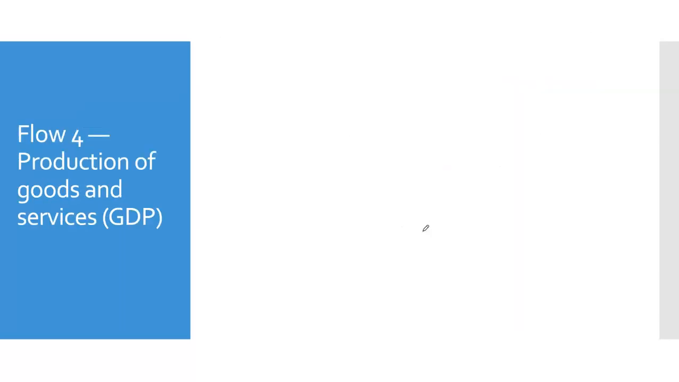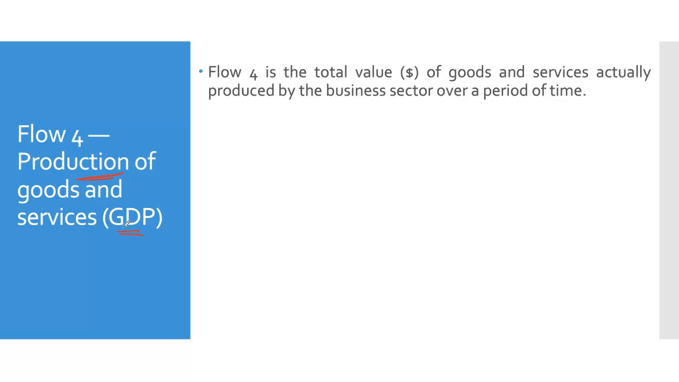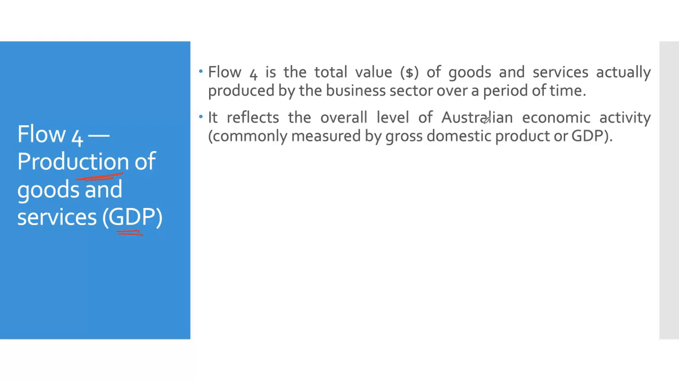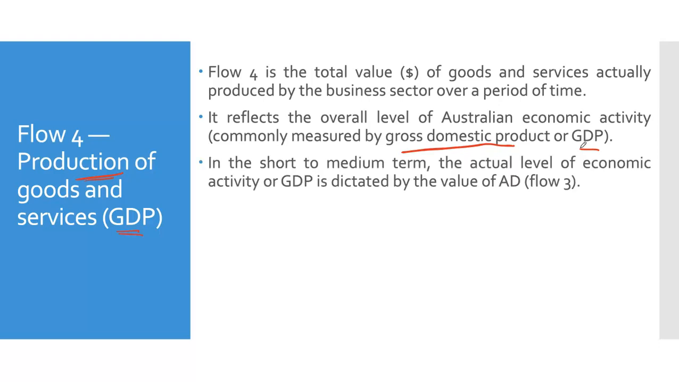What's the fourth flow? A perhaps simple one. This is the production of the goods or services that are demanded. We represent this by gross domestic product. So flow 4 is the total value of goods or services actually produced by the business sector over a period of time. It reflects the overall level of Australian economic activity, and we commonly call this gross domestic product or GDP. In the short to medium term, the actual level of economic activity or gross domestic product is going to be dictated by the value of aggregate demand.